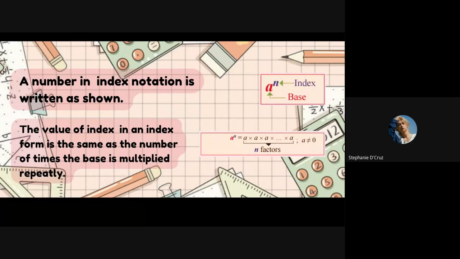So, for example 1, a to the power of n. A number in index notation is written as shown, a to the power of n. a is called the base, while n is called the index. Secondly, the value of the index in an index form is the same as the number of times the base is multiplied repeatedly. For example, if a to the power of 5, then a will be multiplied 5 times. Let's proceed to the next slide.